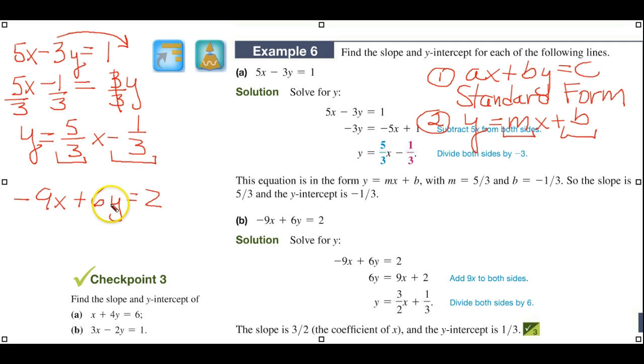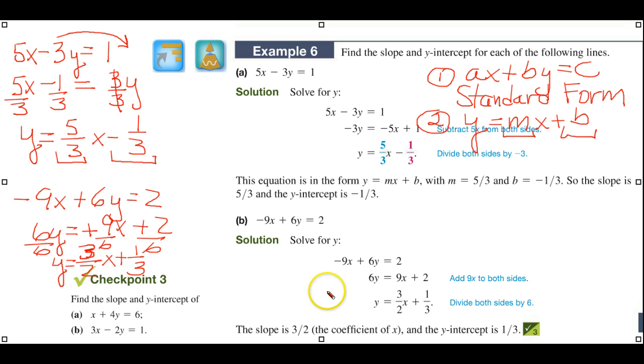Now here the y is positive, so we'll transpose the negative 9x to the other side, so we get 6y. A negative on this side becomes a positive 9x plus 2. And now we divide everything by 6. So we get y equals, simplifying this, 3/2 x plus 1/3. So our slope and our y-intercept.